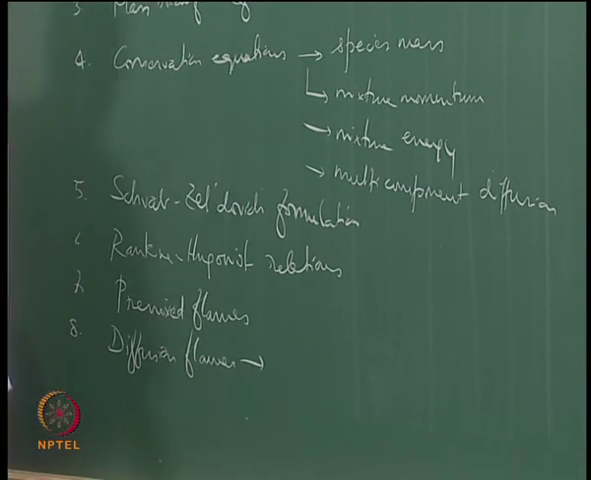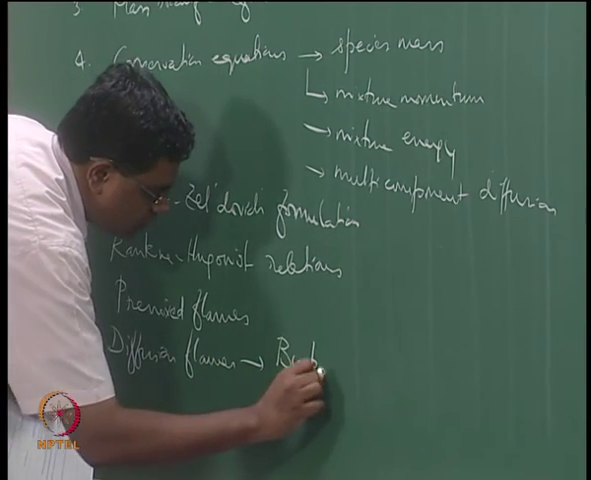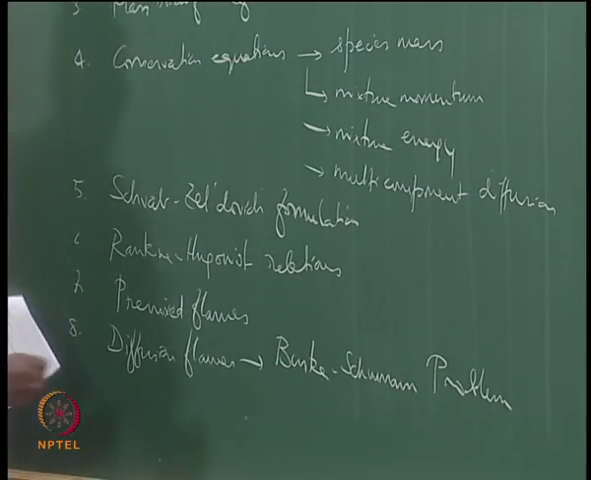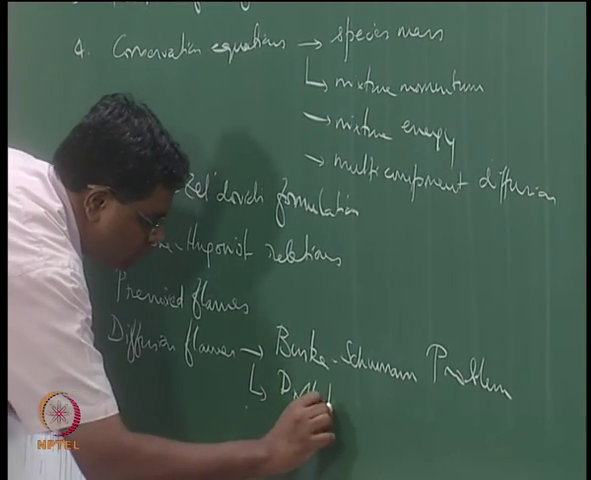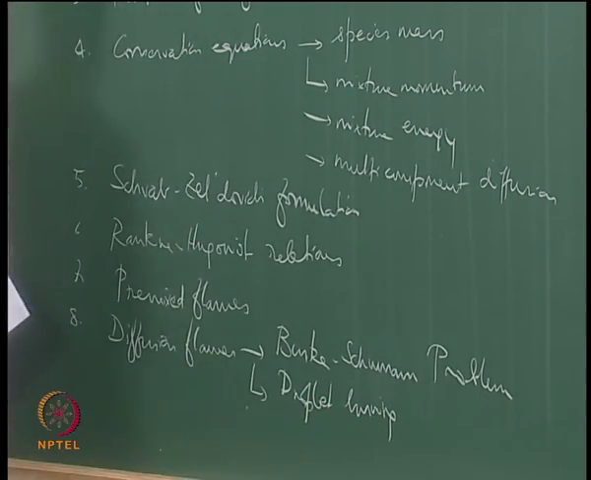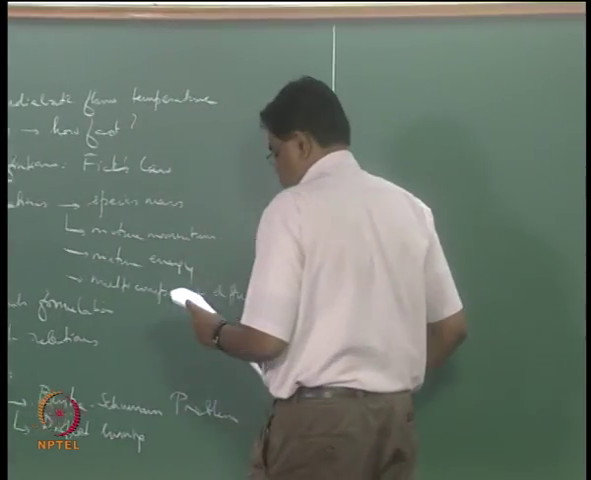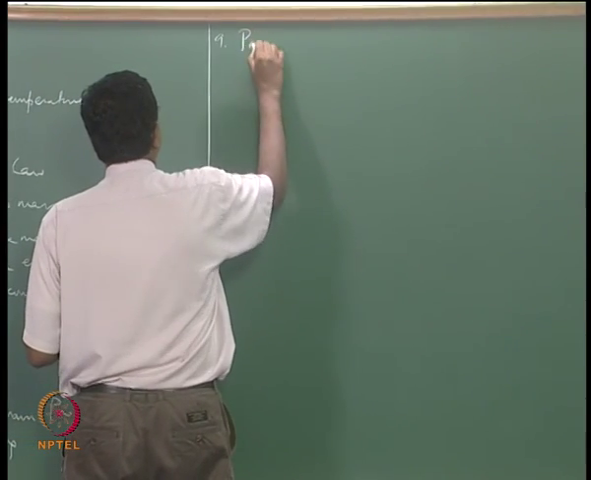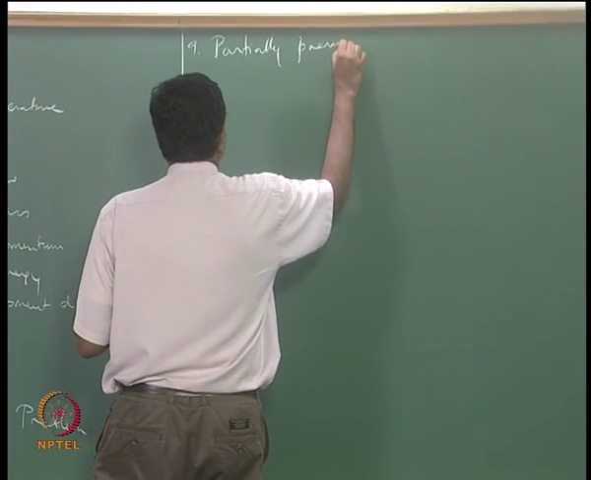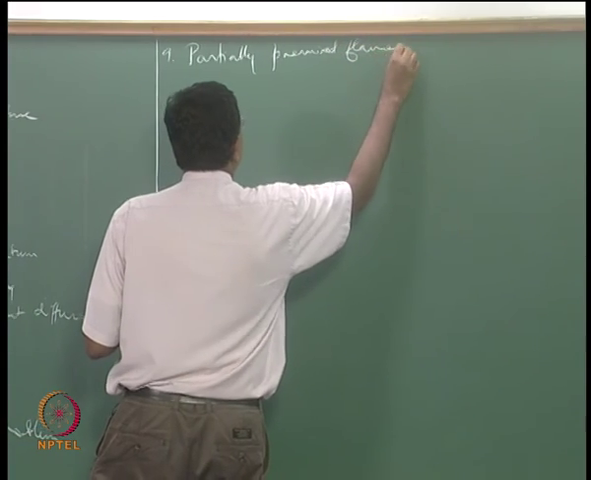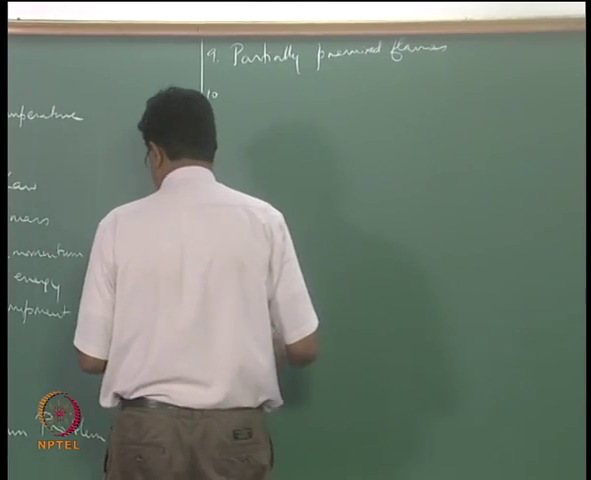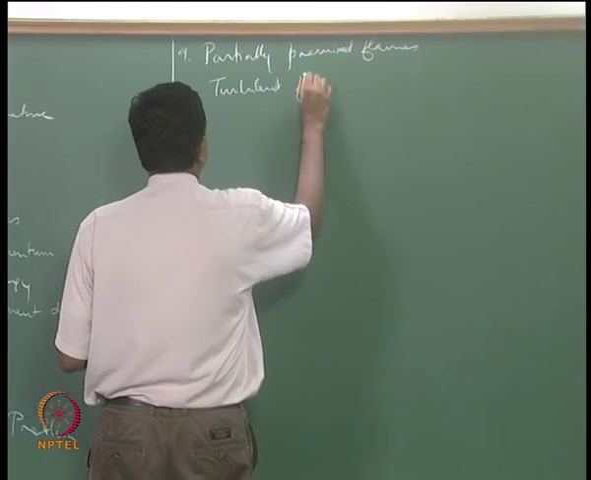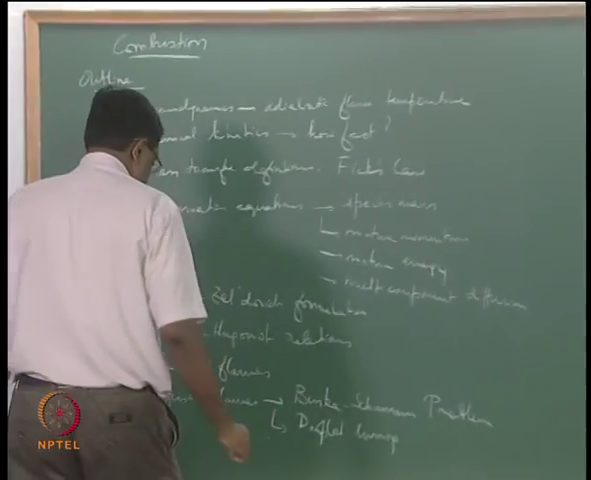So here we do two things. One is what's called the Burke-Schumann problem, and then we will do droplet burning. And then we do a few more things, which is, first of all, we do partially premixed flames, and then we do turbulent flames.